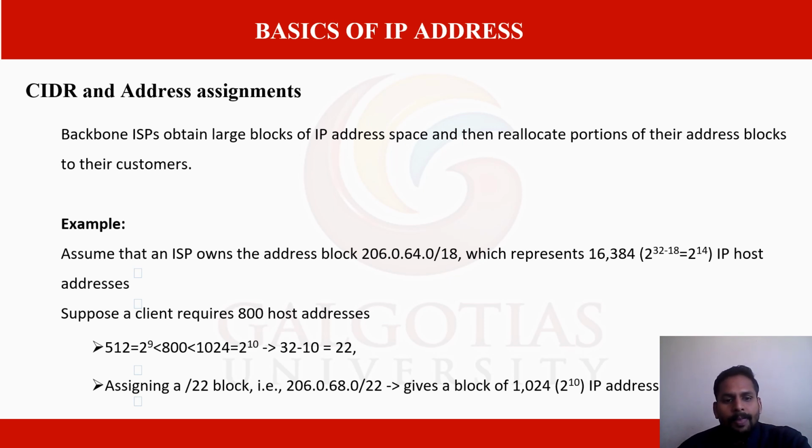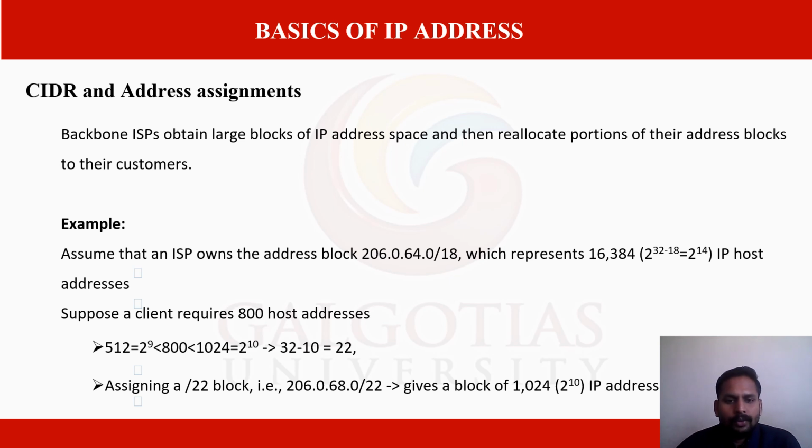If we go to 2 power 9, it gives a value of 512 only. So we can create only 512 addresses, but the client looks for 800, so we need to go a little higher. We increase the n value from 9 to 10, which gives a range of 1024. Now we have to choose this 2 power 10.